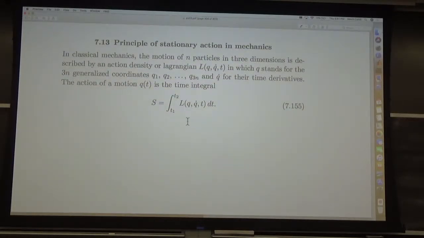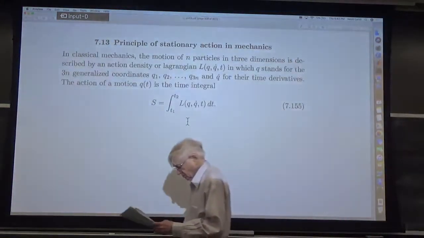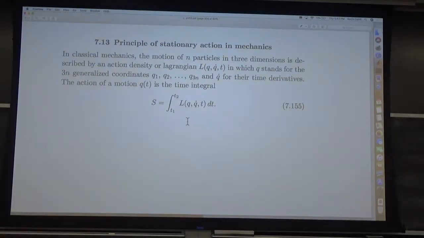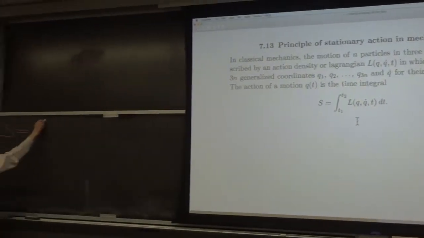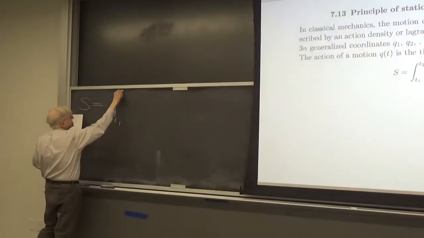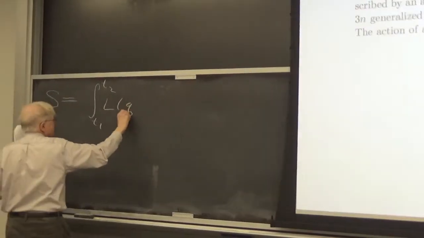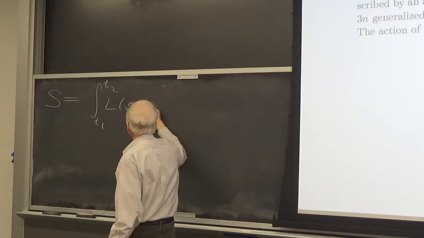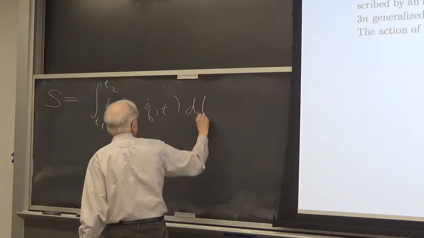Now, the principle of stationary action in mechanics, since this isn't an example but is part of the actual text without an example. This is the action, not the entropy. We're talking about a time integral of something called the Lagrangian, and the Lagrangian is a function of q, q dot, and t, and it's a time integral of that.